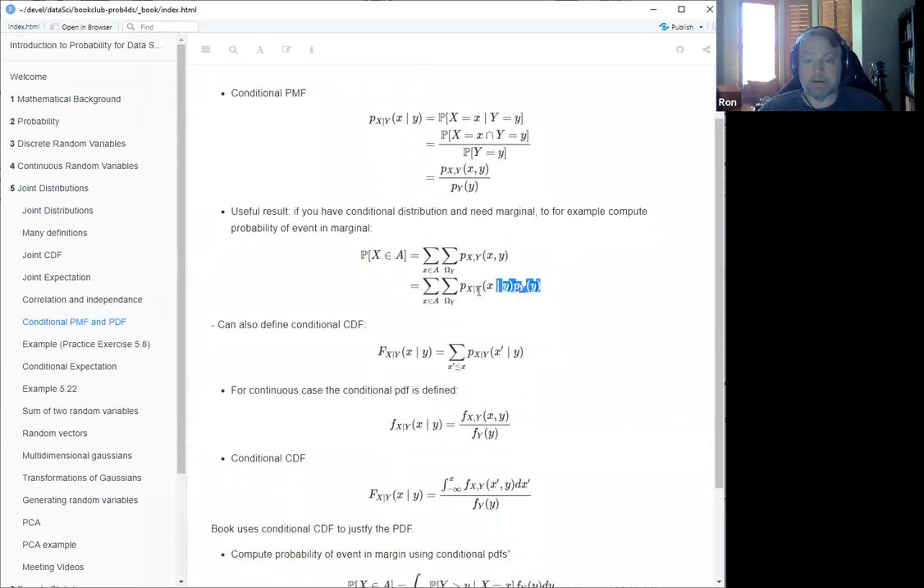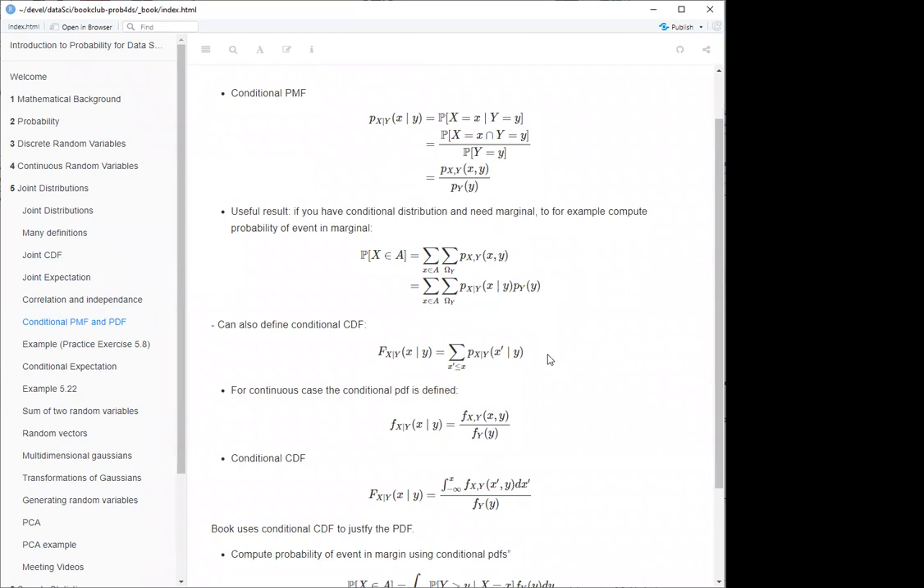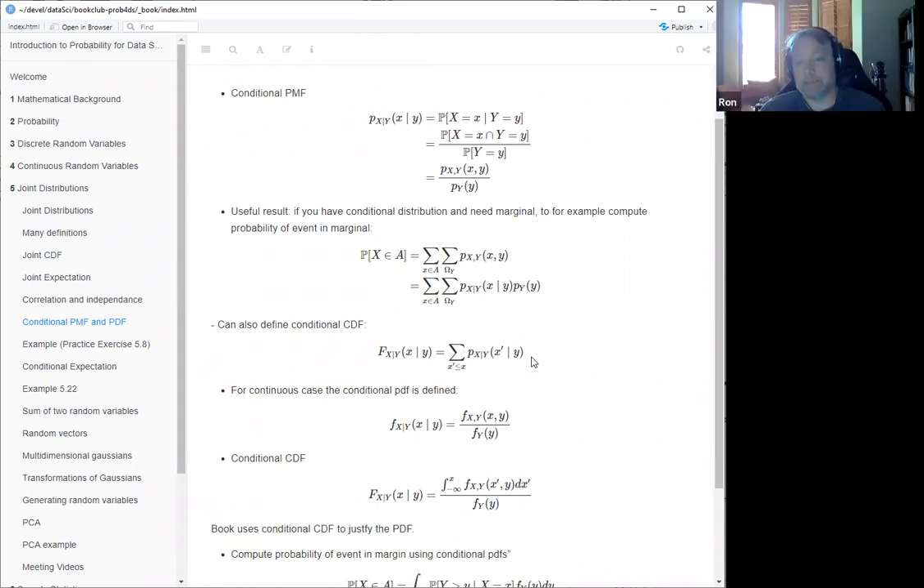This thing, wow, that's hard to say in words, but this is just a way of... Is it like a multidimensional total probability theory? It is. It exactly is.